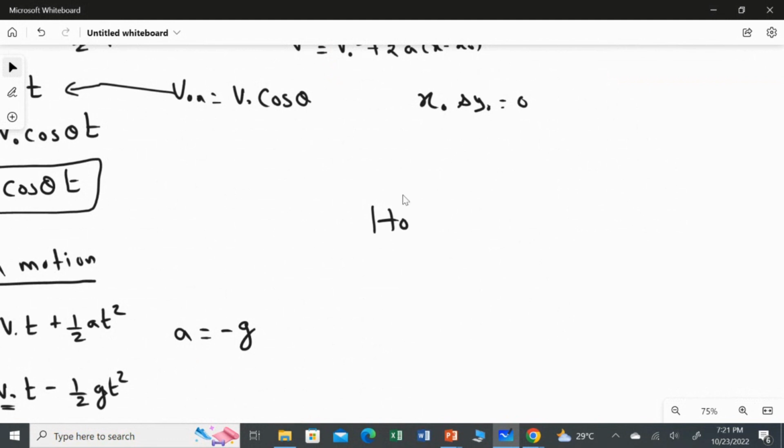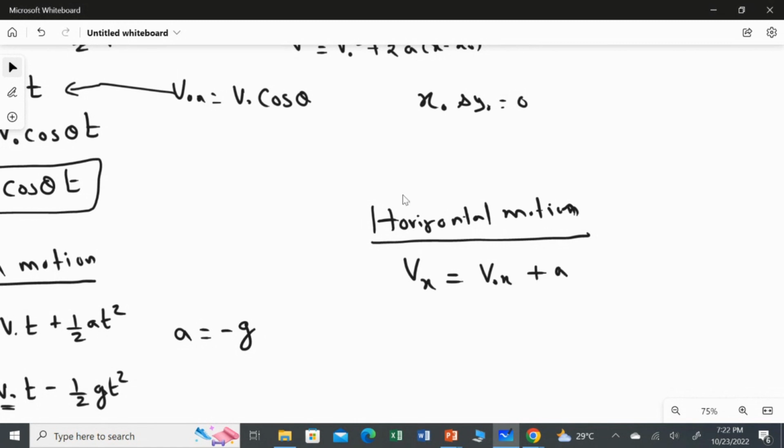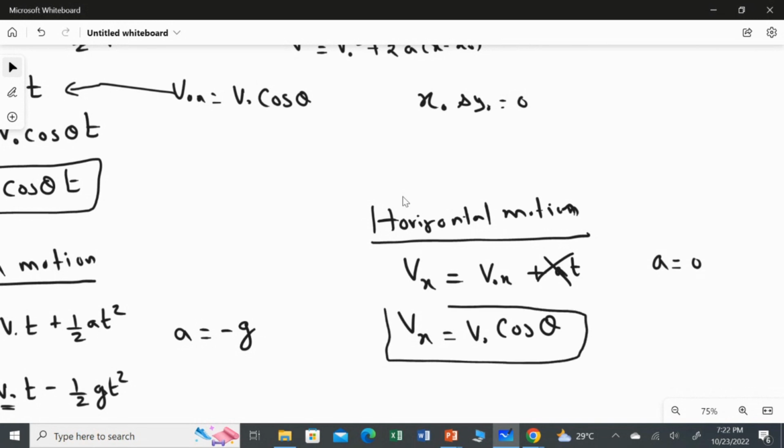For horizontal motion velocity, I have to write the equation v of x, because we are dealing with the horizontal motion. Therefore, the velocity of the projectile in x-axis is equal to v naught of x plus at. As we already mentioned, the acceleration for x-axis is considered to be 0, so this term will go off. Therefore, you'll get v of x equal to v naught cosine theta. So this is our equation of velocity of the projectile in horizontal motion.